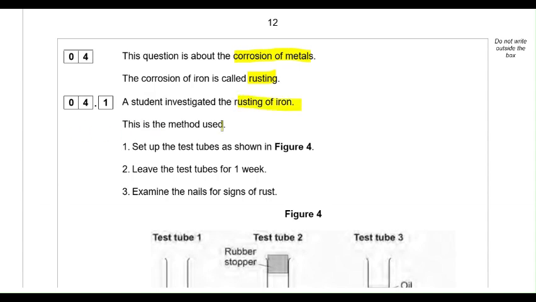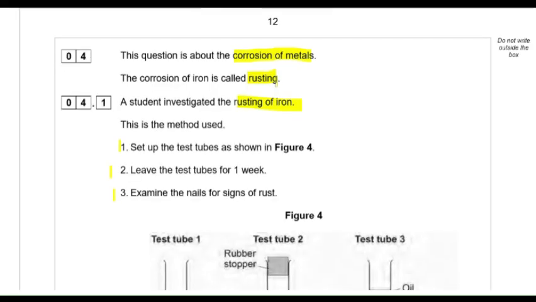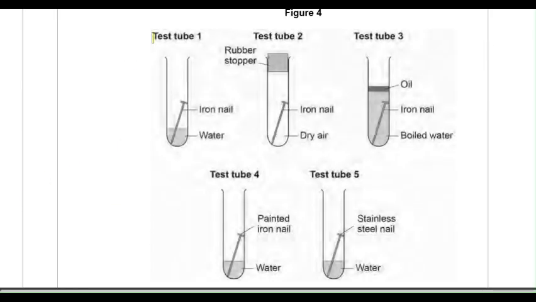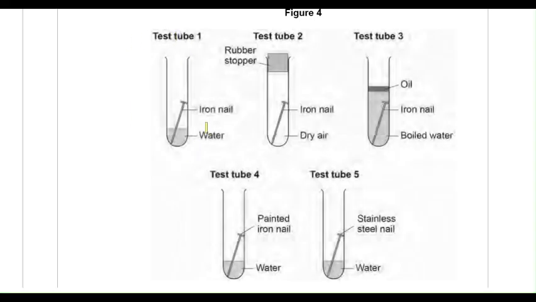4.1. A student investigated the rusting of iron. This is the method used. 1. Set up the test tube shown in figure 4. Leave the test tubes for 1 week. Examine the nails for signs of rust. Test tube 1 shows an iron nail in water.